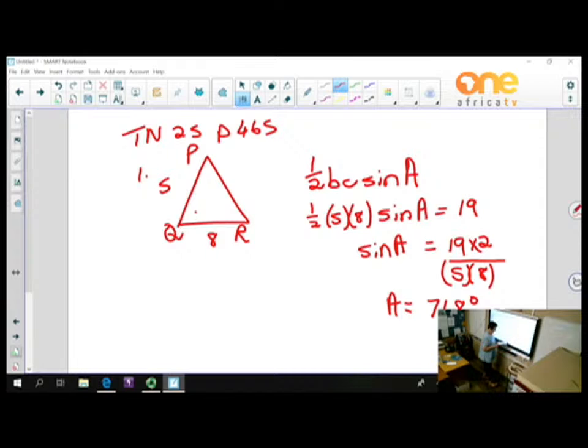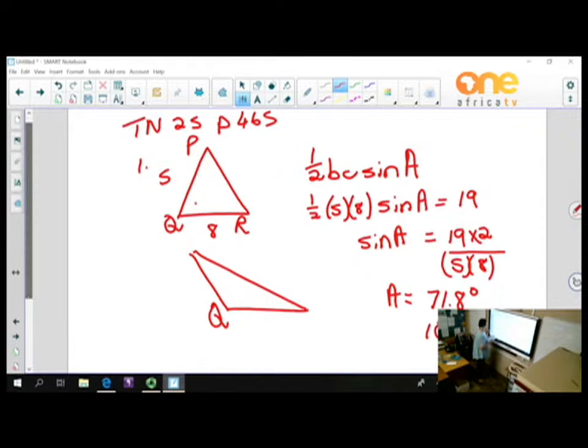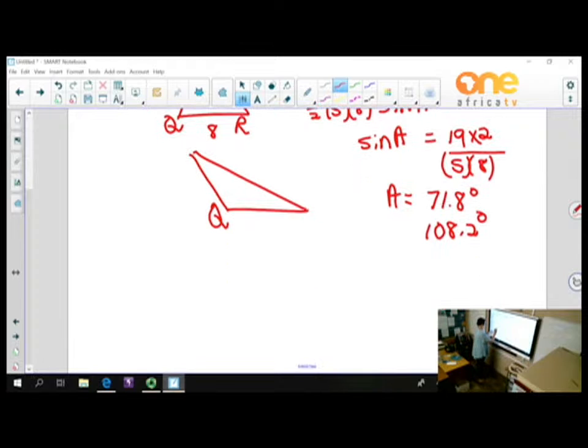71.8 degrees. This is now if it's an acute angle like this. But now remember, the picture can also look like this because we don't know the size of Q. So it might have been an obtuse angle as well. So all that we do then is we say 180 minus that 71.8, and then I got 108.2 degrees. So it might have been that as well. There's more than one possibility. Right, number 2, triangle ABC.